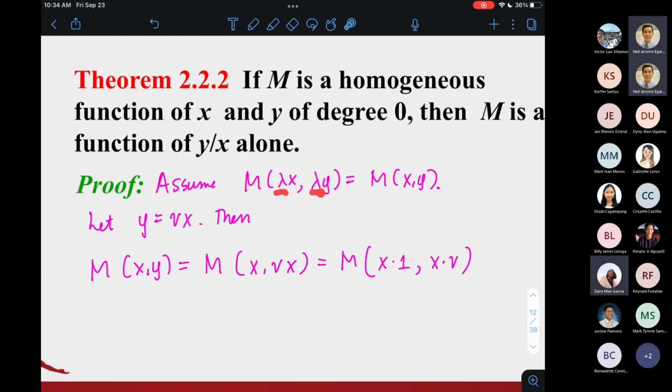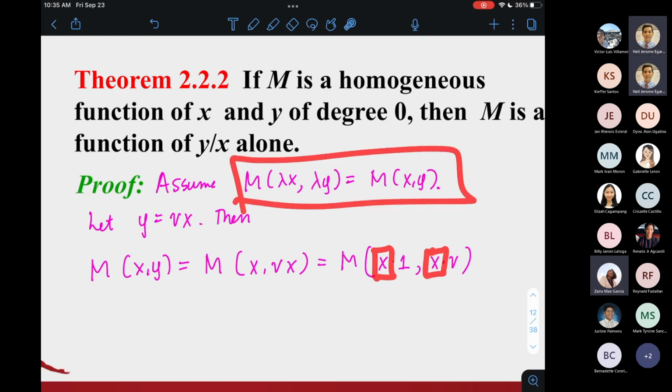kapag ka meron kang multiplier dun sa arguments, pwede siyang mawala. Right? So yung lambda na multiplier dito, and this should be true for any lambda, right? So nawawala lang siya, natitira lang si x and y. But look at what I have over here. Meron akong multiplier dun sa mga arguments. Meron sila mga x na nasa unahan nila. Itong homogeneity equation sa lahat ng lambda.